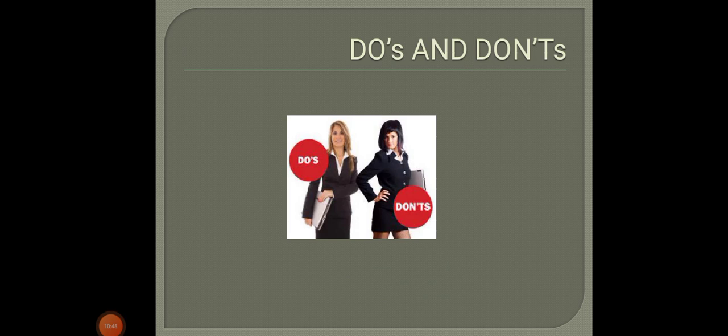Here we have to properly dress up, and your dress also matters. Informal dresses are not supposed to be worn; formal dresses are to be worn. Then be polite. These do's and don'ts are to be followed while attending the interview. Okay, so this is regarding the types of interview, and the remaining things we will discuss in our next session.